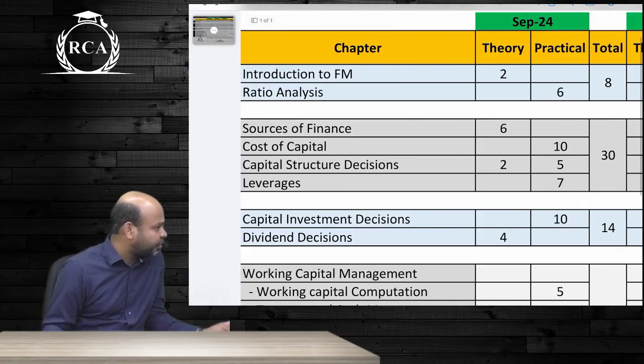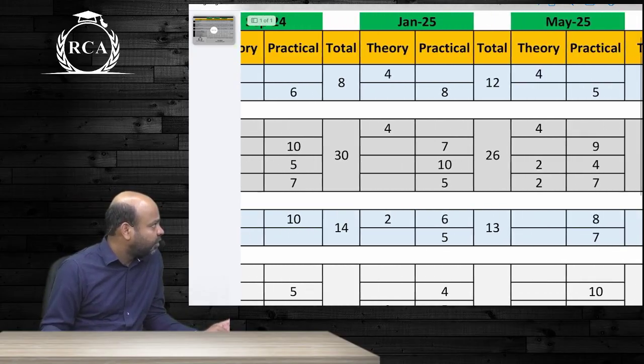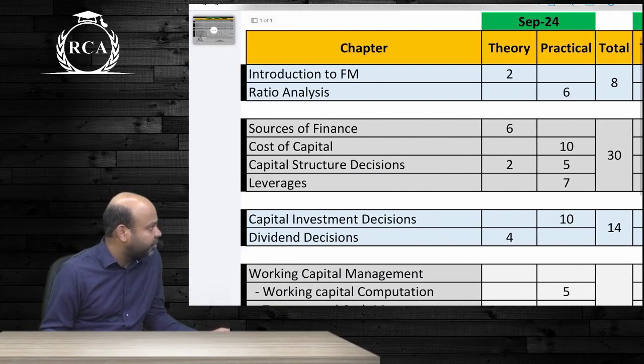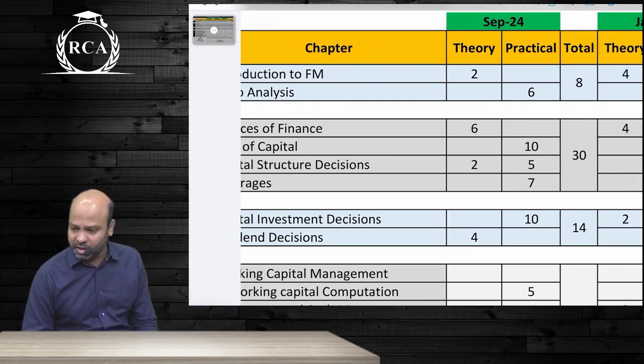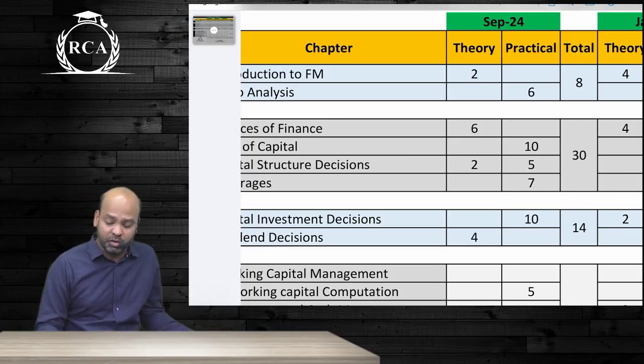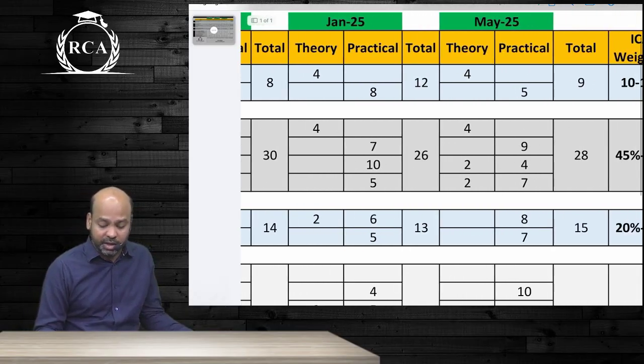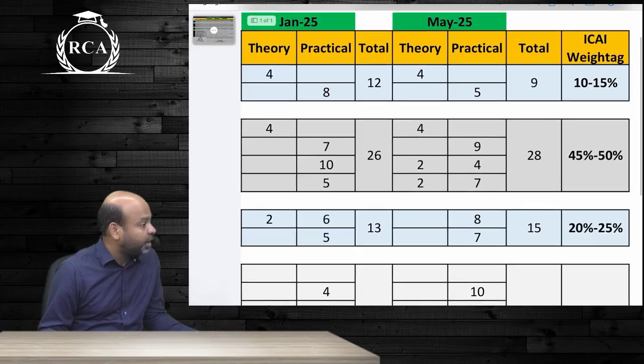Like one time it was picked up from capital structure decisions. Once it was also picked up from leverages. If a theory question comes from leverages or capital structure theory, it is going to be again very simple, based on the concept only. You can see 30 marks, 26 marks and 28 marks.